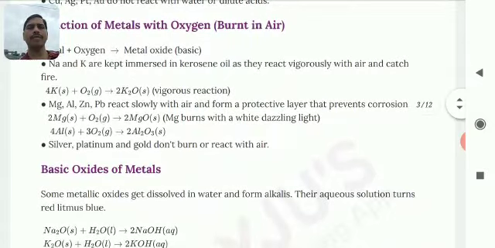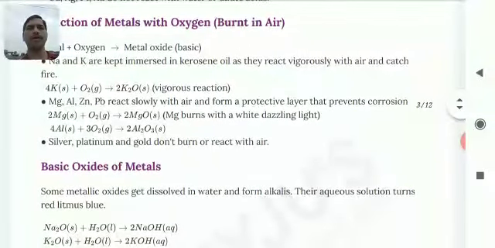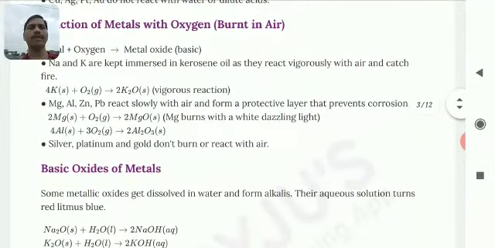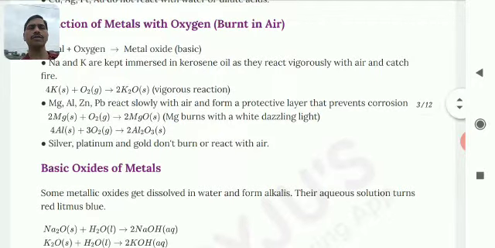Magnesium, aluminium, zinc, and lead react slowly with air and form a protective layer that prevents corrosion. Of course, corrosion and the prevention of corrosion has been deleted for the current session. Now, silver, platinum, and gold do not burn or react with air.